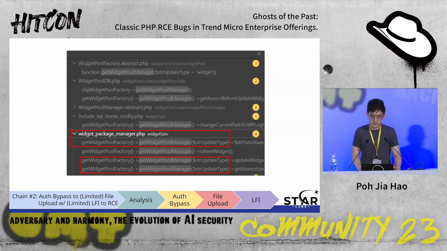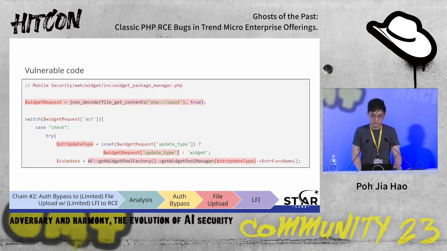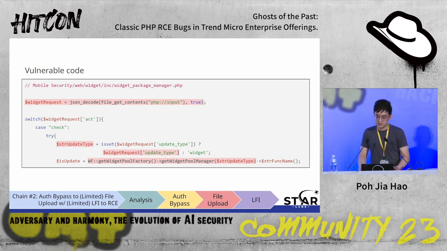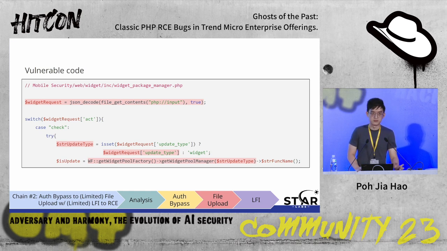There were a few references, but only one where we can control the argument. It also happens to be directly accessible from the web application, so that is very good for us. This endpoint expects a JSON body in the HTTP request, does a bunch of processing, and eventually we see that the vulnerable get widget pool manager function gets invoked inside one of the switch cases. The argument uses the value supplied from the JSON body, and is perfect as it means that we have full control over what goes into this vulnerable function.